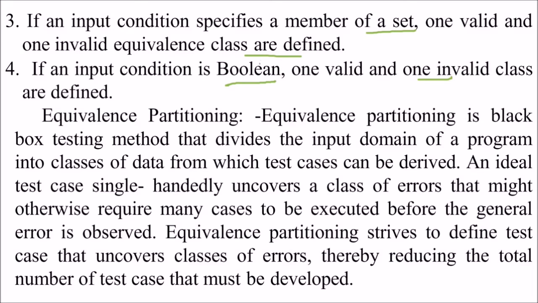Equivalence partitioning is a black box testing method. It divides the input domain of a program into classes of data from which test cases can be derived. An ideal test case single-handedly will uncover a class of errors that might otherwise require many test cases to be executed before the general error can be observed. So equivalence partitioning strives to define test cases that uncover classes of errors, thereby reducing the total number of test cases that must be developed.